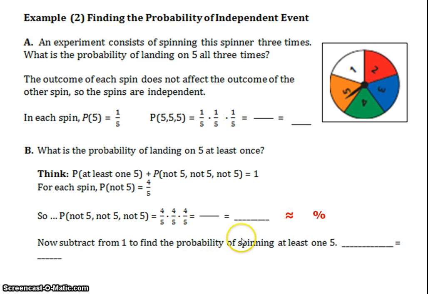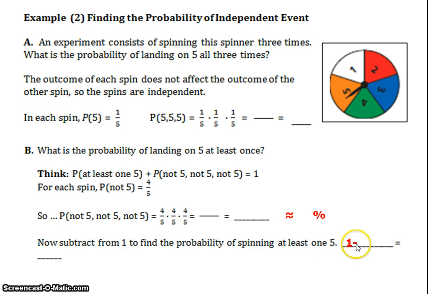Now what you just calculated was the complement of at least 1 being 5. You calculated what will not be 5. If you think back to Chapter 10, Section 1, we learned that a complement of an event is everything but the event. If I add everything but the event and the event, that has to come out to be 1. So we're now going to subtract this probability from 1 to find the probability of spinning at least 1 five.